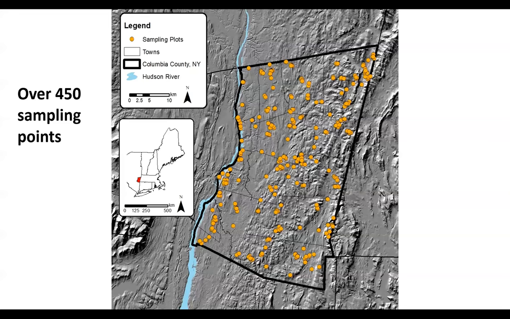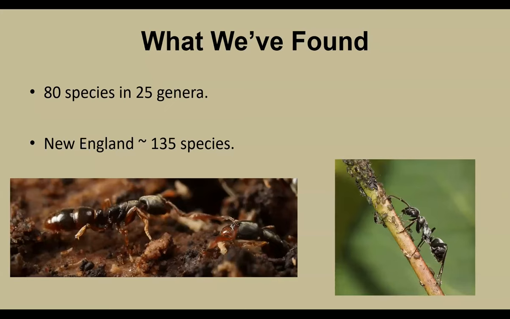So over those 3 years of Living Land, but also some work in floodplain forests prior to that, and some work on farm habitat, we have over 450 sampling points for ants. So we've covered quite a bit of ground. And what we've found is 80 species and 25 genera. When I left in 2015, we were at 79.